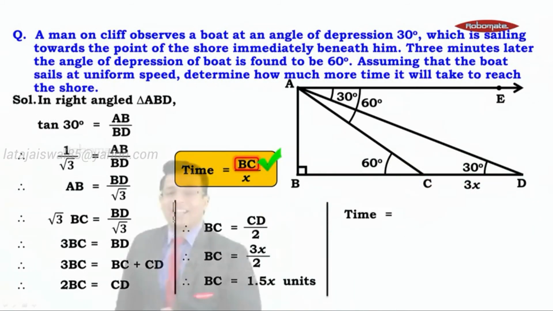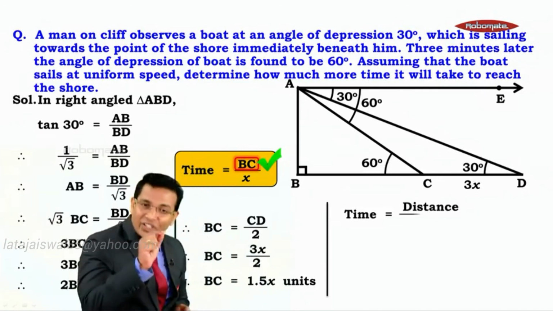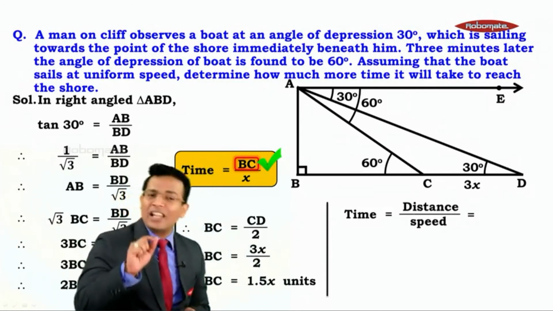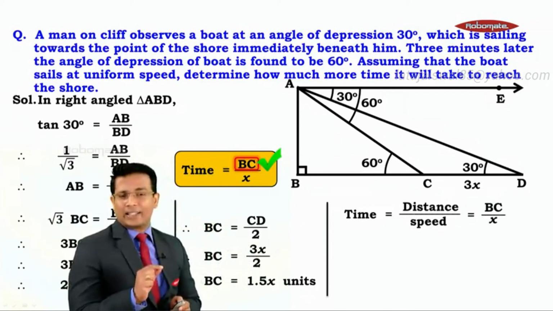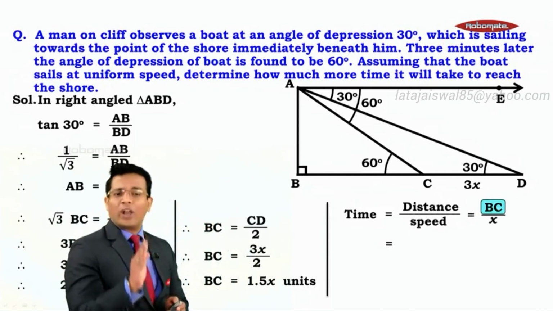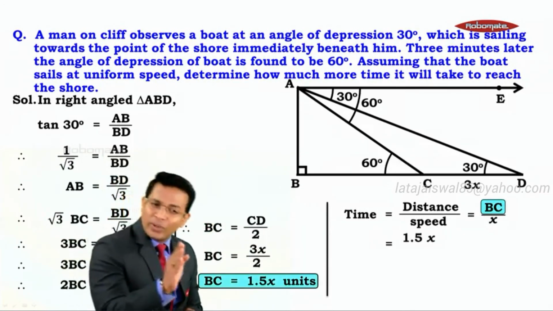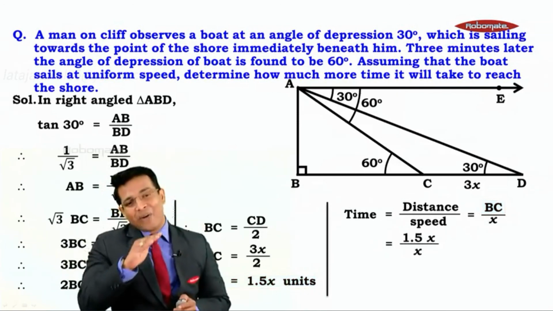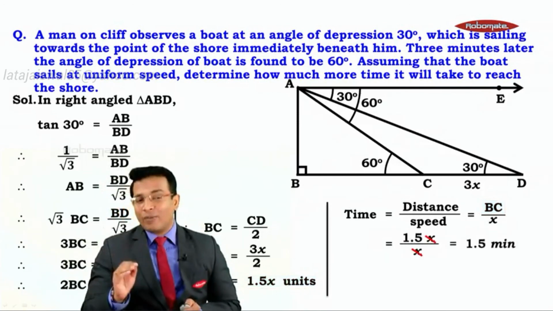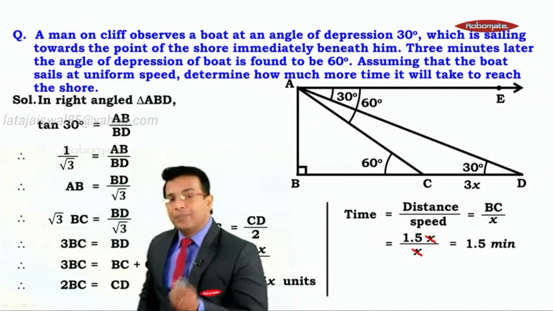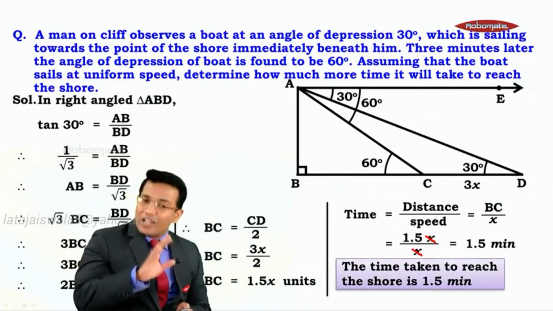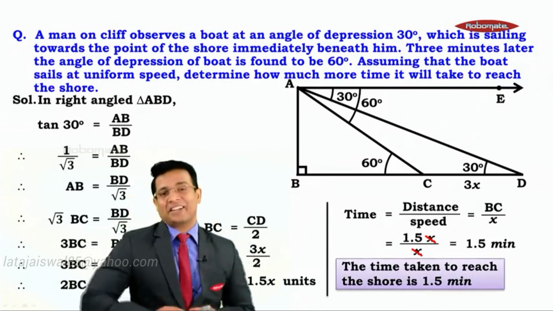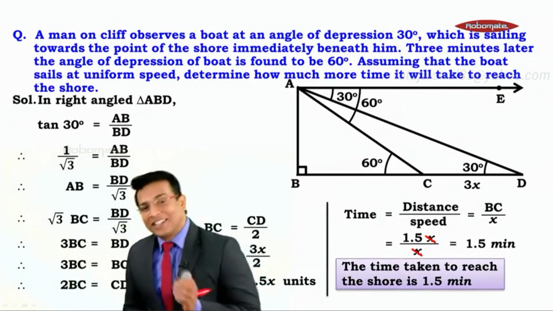So now we write there time is equal to distance upon speed, which is nothing but BC upon x. The value of BC we know is 1.5x. Let's substitute that value there. So we get 1.5x upon x. And now x and x get cancelled. So we get 1.5 minutes. That means the time taken to reach the shore is 1.5 minutes. This is what the boat took to reach that shore.